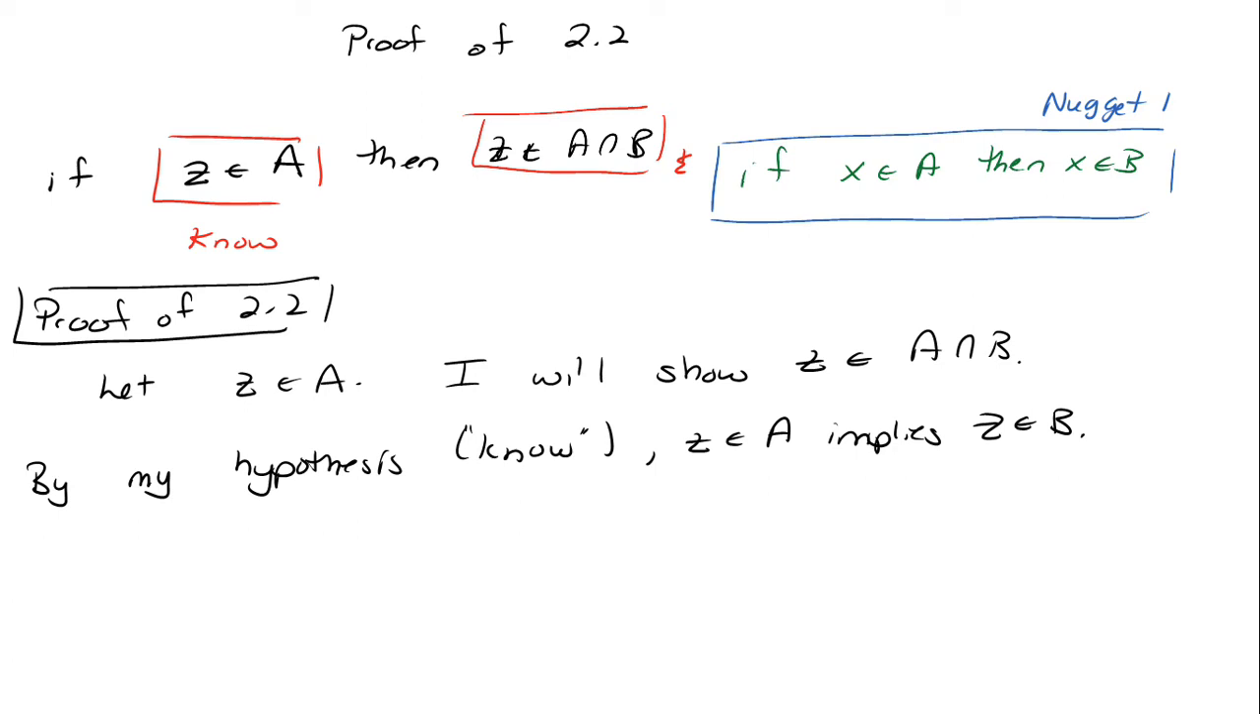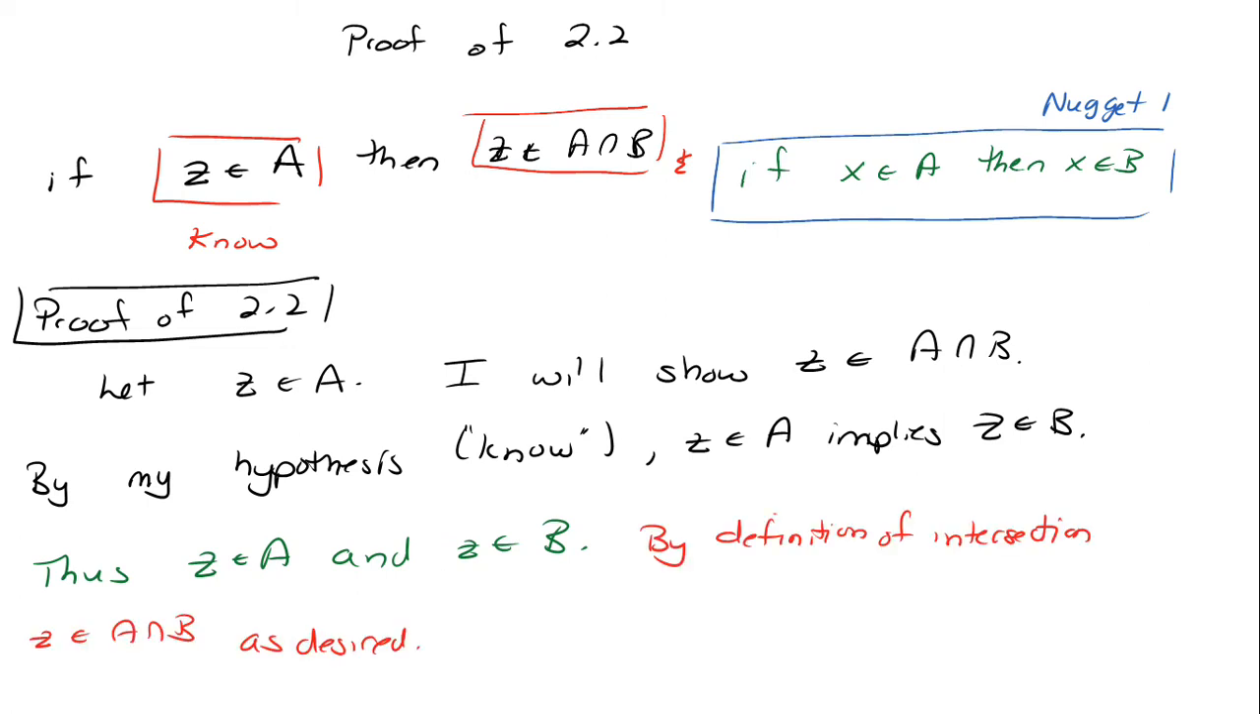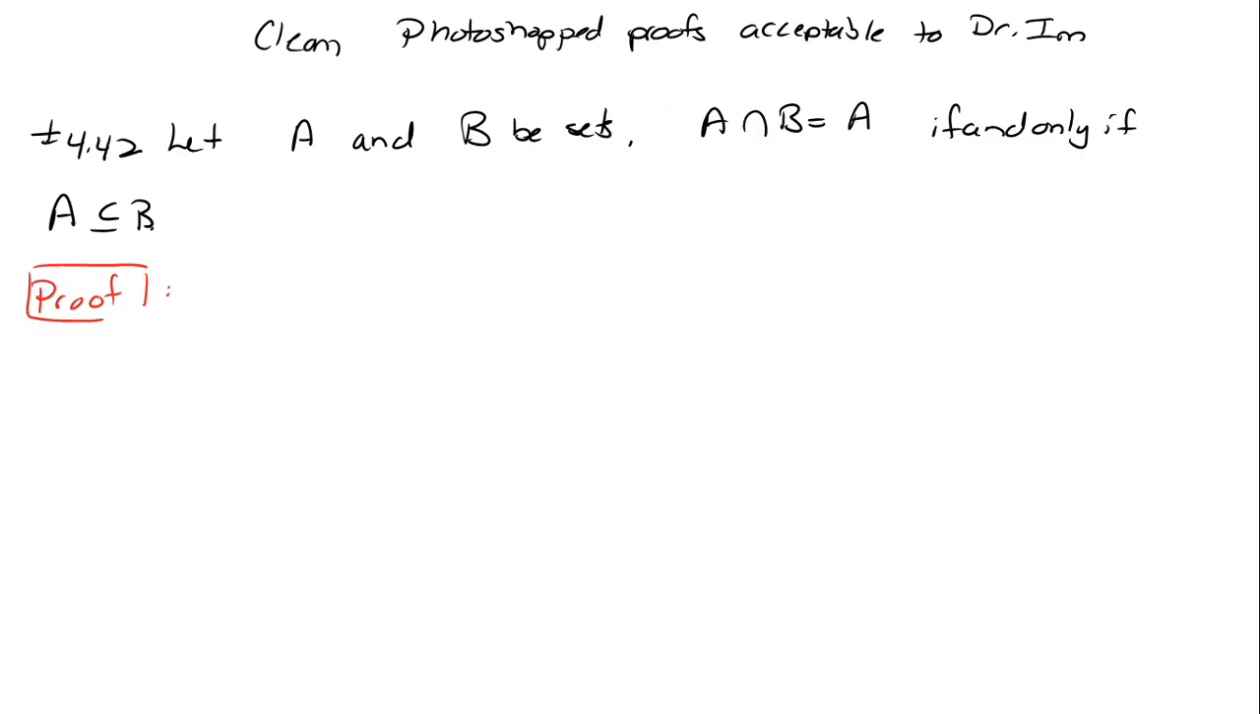By my hypothesis, or my know, Z belongs to A implies Z belongs to B. That's nugget 1. So that means Z both belongs to A and B at the same time. By definition of intersection, Z belongs to A intersect B, which is where I'm supposed to end up. All right, so that's everything expanded in pieces. It is bookkeeping. That's not what Dr. M wants to see.